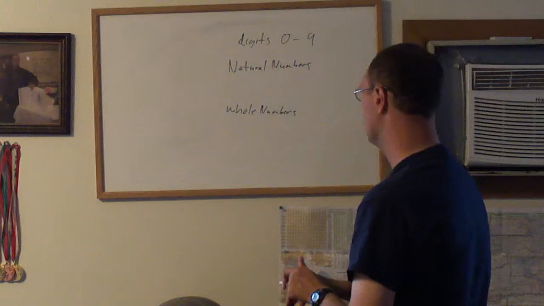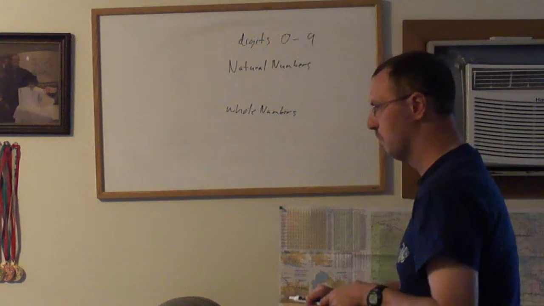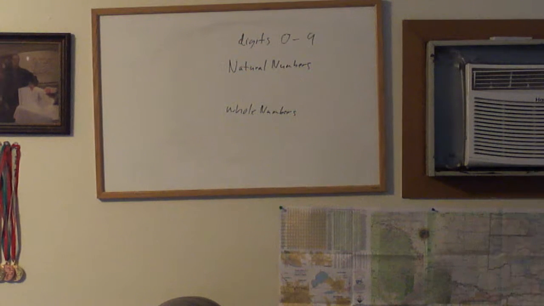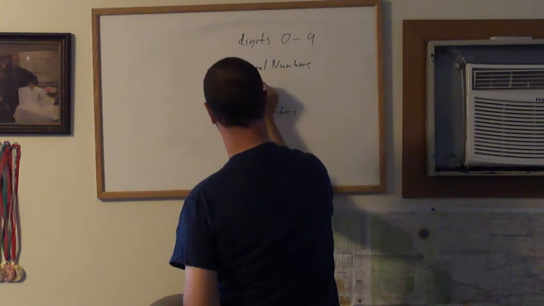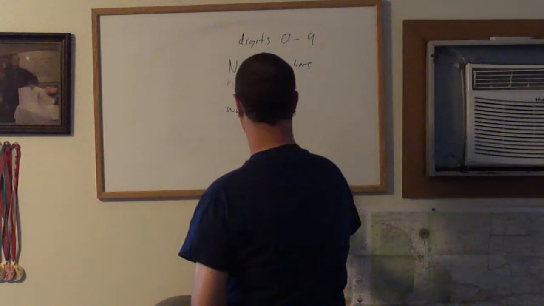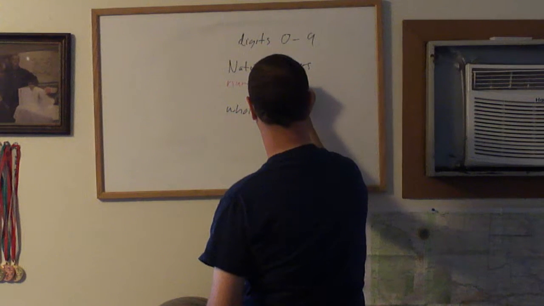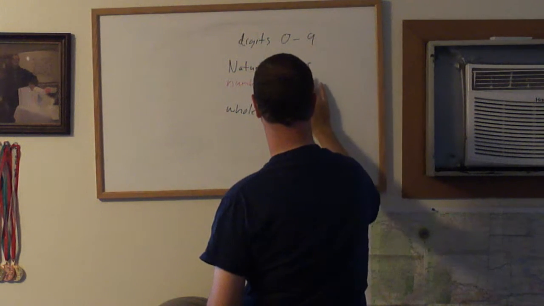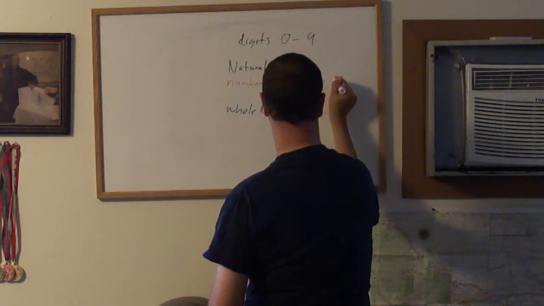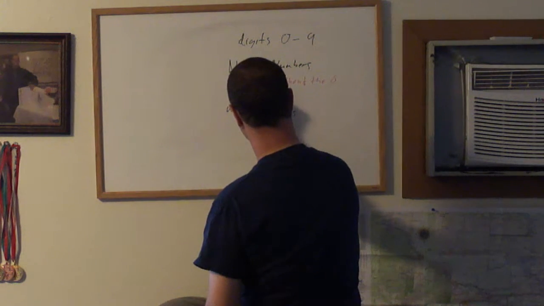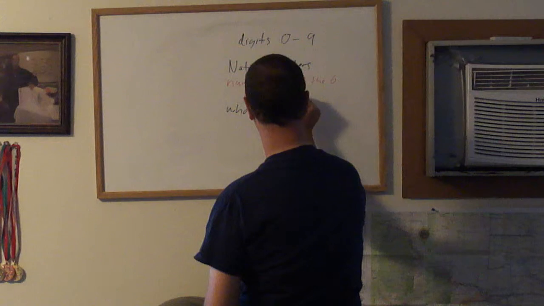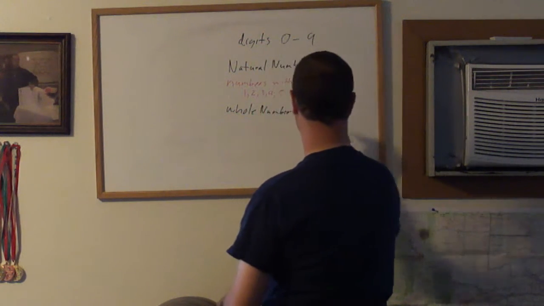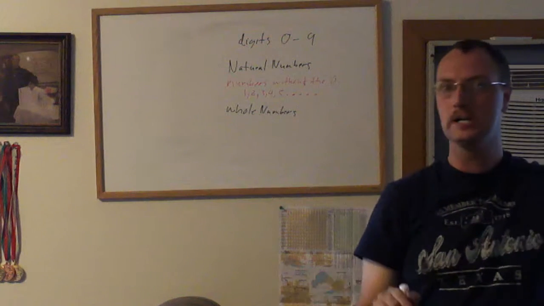Now, the second definition is natural numbers. What is a natural number? What do you think? Natural numbers are numbers without the zero. So we have 1, 2, 3, 4, 5, and it will just continue forever and ever and never stop at all.